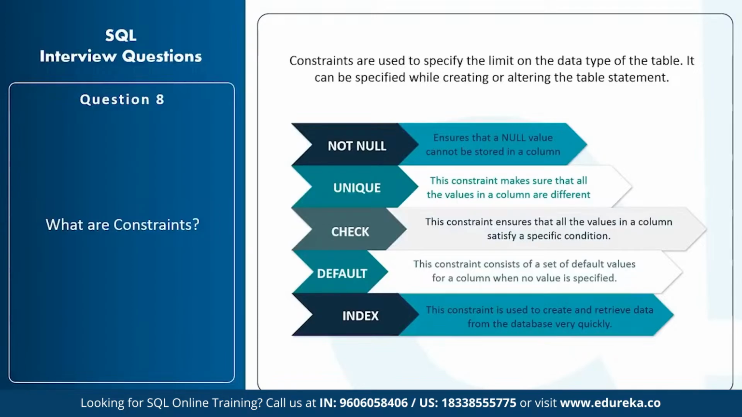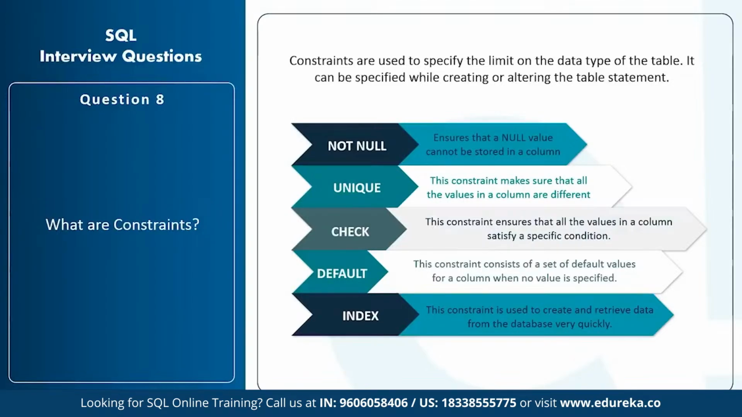So whenever you mention this particular constraint on a column of your table, it will make sure that no null value can be stored for that column in the table. Moving on to the next constraint, that is the unique constraint. This constraint makes sure that all the values in the column are different. So if you need to make sure that a column has unique values for each and every row, then you can use this constraint.